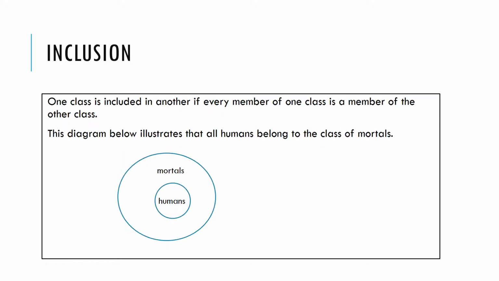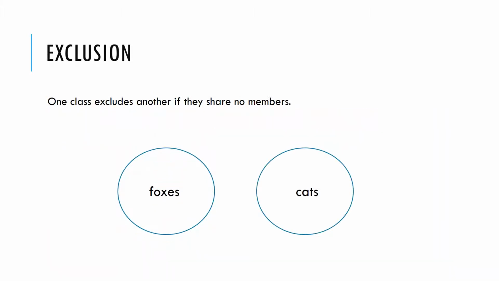The first relationship we'll look at is the relationship of inclusion. Inclusion is when one class is included in another if every member of one class is a member of the other class. If you look at the diagram, it illustrates that all human beings belong to the class of mortals. Therefore, the circle, humans, is nested inside the larger circle of mortals. The next type of relationship is that of exclusion. This is where one class excludes another if they share no members. For example, the class of fox and the class of cats are completely separate. No cat is ever a fox, and no fox is ever a cat.